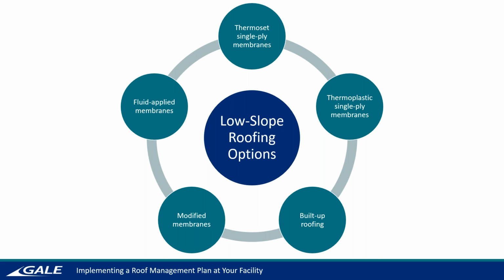There are numerous types of roofing systems for low slope roofing. You have low slope roofing options. You have fluid applied membranes, thermoset single ply membranes. You have thermoplastic single ply membranes, the old style built-up roofing with gravel surfacing, and modified bitumen membranes. And typically today you're seeing more of the modified bitumen and the thermoplastic single ply roofs.